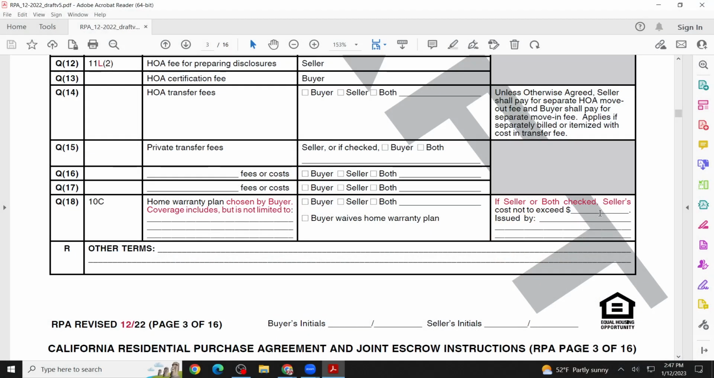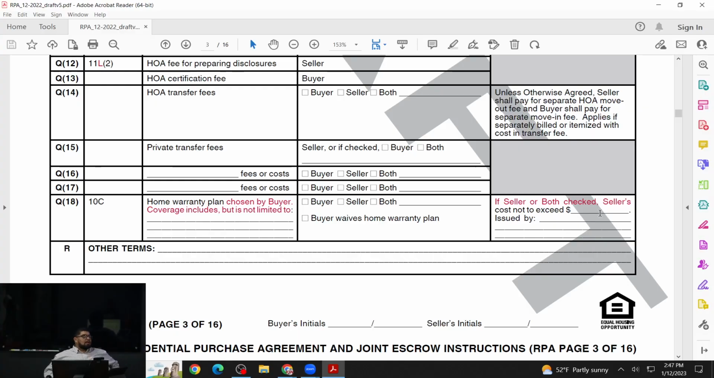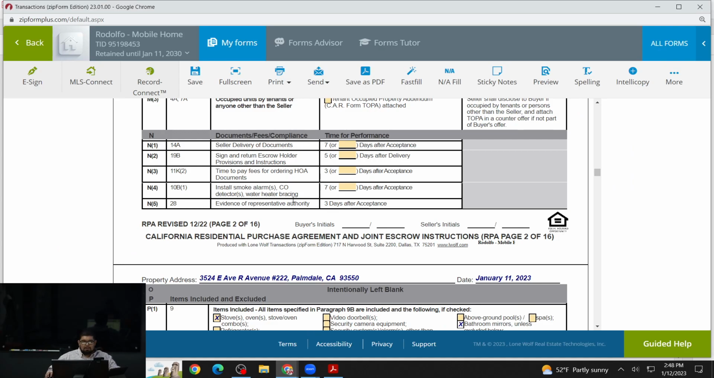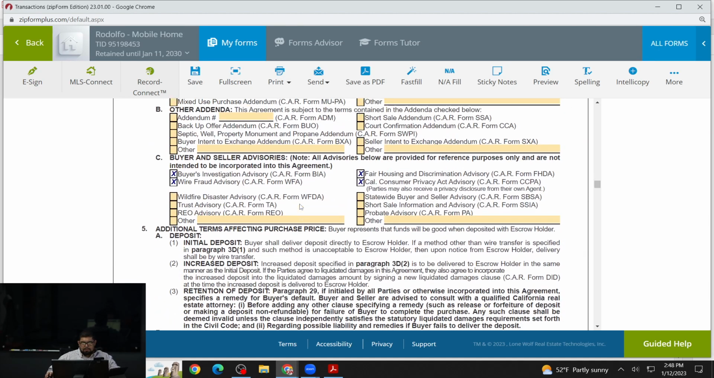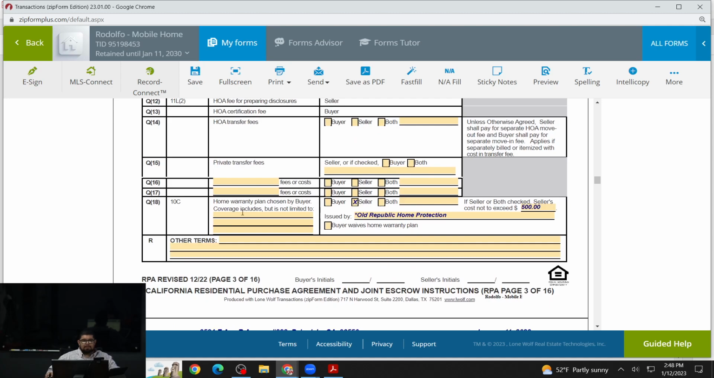Where it says home warranty plan chosen by buyer, what do you put underneath there? Upgrade it with additional coverage that I want. So let's go to that part on the actual contract, right here. Home warranty plan chosen by buyer. Coverage includes but not limited to: upgraded plan with sewer coverage.